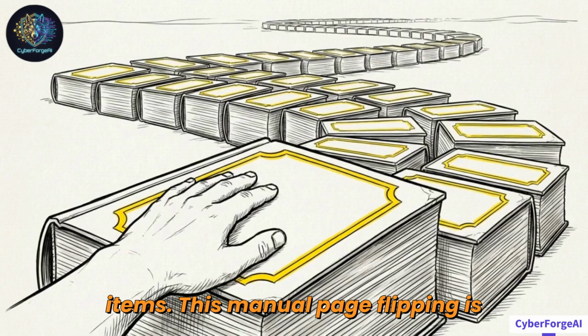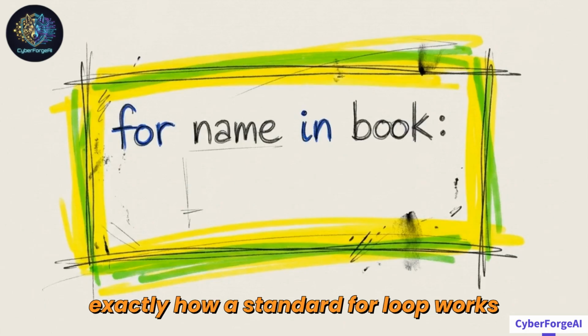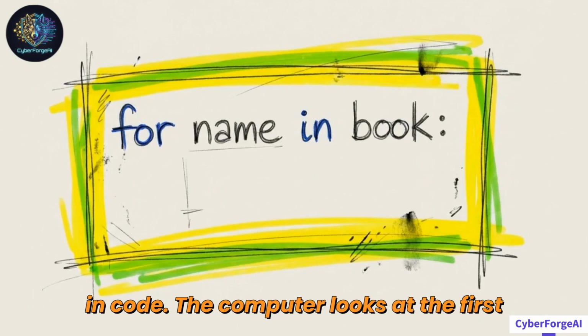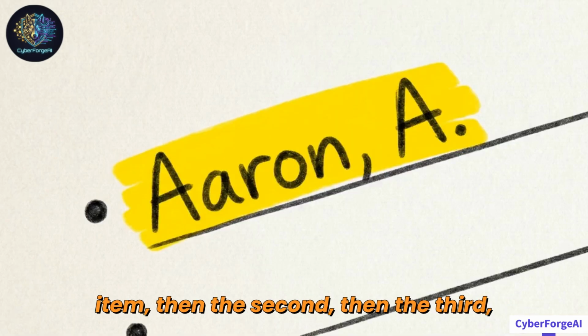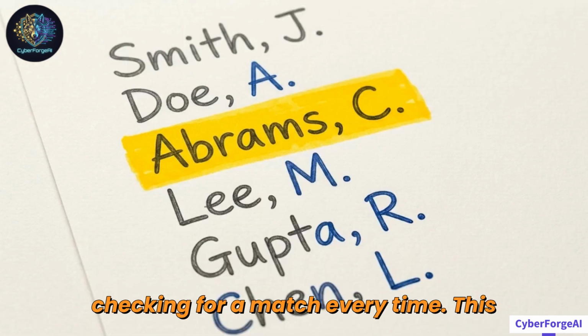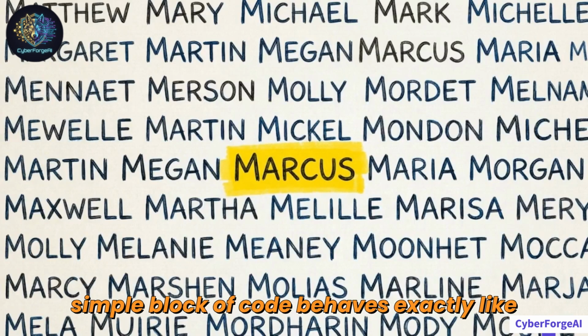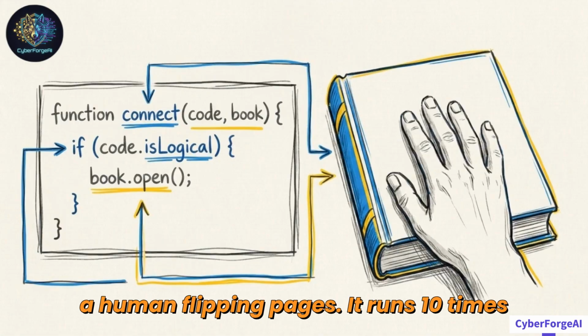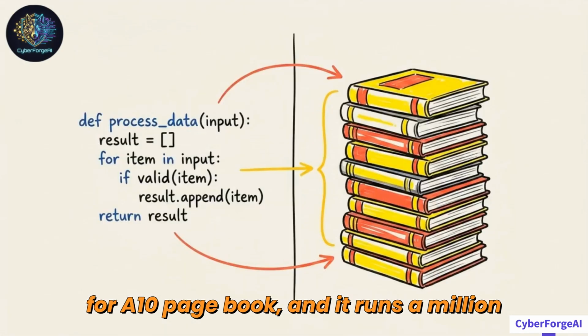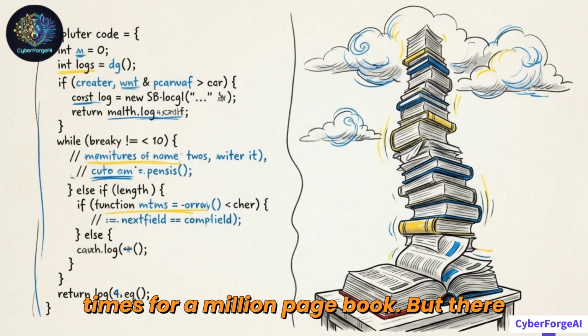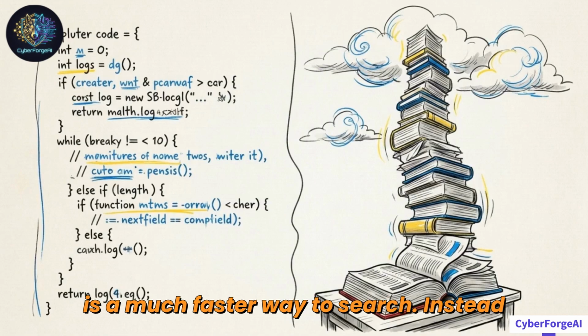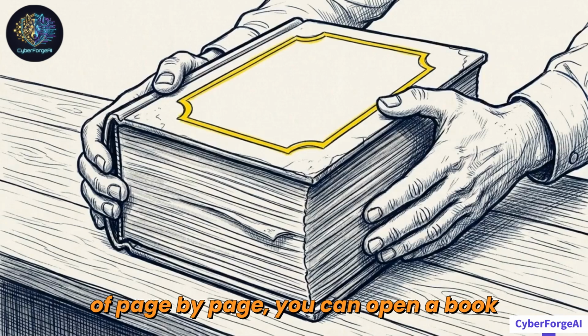of items. This manual page flipping is exactly how a standard for loop works in code. The computer looks at the first item, then the second, then the third, checking for a match every time. This simple block of code behaves exactly like a human flipping pages. It runs 10 times for a 10-page book, and it runs 1,000,000 times for a 1,000,000-page book. But there is a much faster way to search.